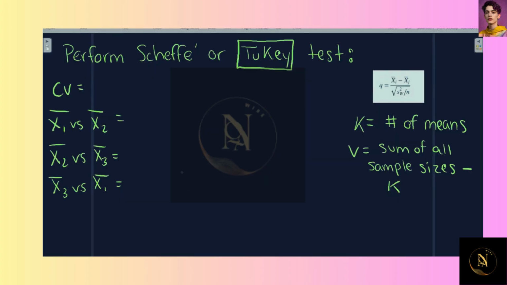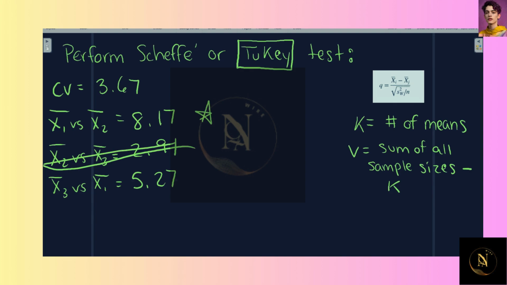Okay, let's go ahead and go back to our whiteboard. So our critical value was 3.67. Pairs 1 and 2 was 8.17, 2 and 3 was 2.91, and 3 and 1 was 5.27. Okay, so we know we have a significant pair if that value is greater than our critical value. So is 8.17 larger than 3.67? Yes. Is 2.91? No. Is 5.27? Yes. Okay, so we have two significant pairs.